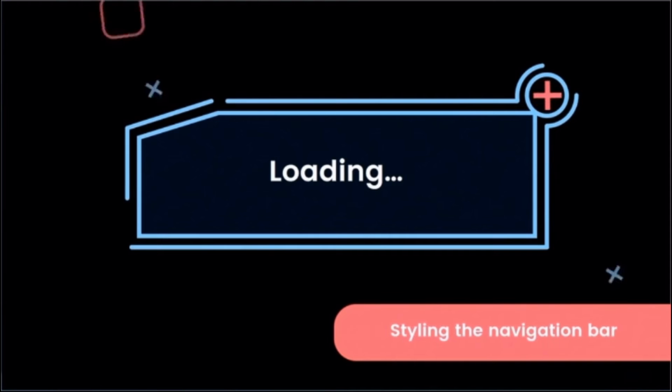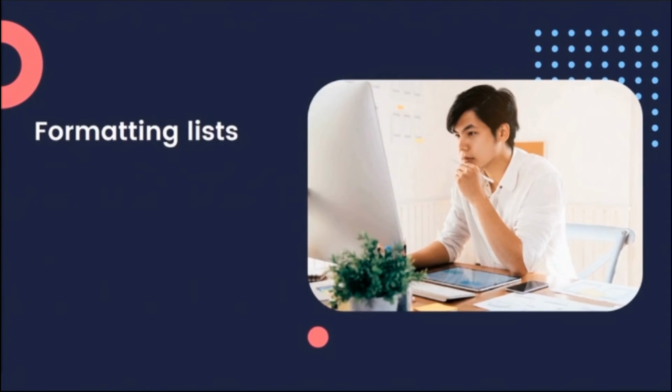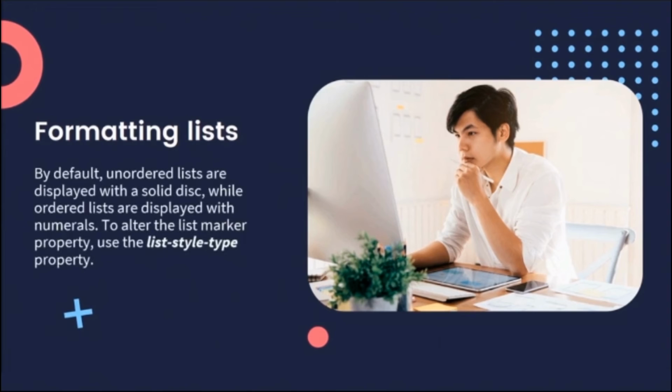And here we go. Our first topic today is styling the navigation bar. And again, this section is going to be mostly theoretical until we eventually get to the part where we have some practical content in styling the navigation bar. Now, the first key aspect in formatting or styling a navigation bar is that we need to be able to format our lists. And by default, if you remember correctly, the UL element or unordered lists are displayed with a solid disk, while ordered lists on the other hand are displayed using numerals, and this includes things like Roman numerals or just numerals such as 1, 2, 3, 4, and so on, basic integers.